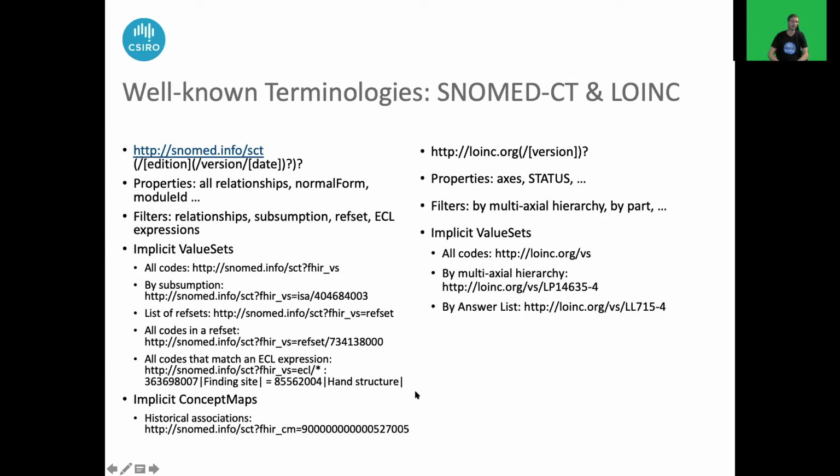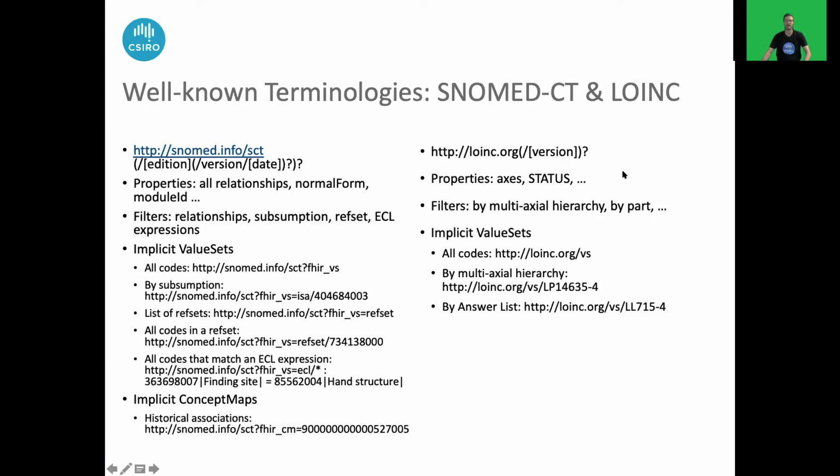SNOMED CT also comes with implicit concept maps. So in the same way that these value sets exist without us having to define them, the concept maps corresponding to SNOMED's historical associations also exist without us having to define them, just by using this URL pattern. So this pattern that ends in FHIR equals, and then the ID of one of the historical associations ref sets. And this allows us to find for a retired code, what are the codes that it's been replaced by, or the codes that are the same as that code, etc.